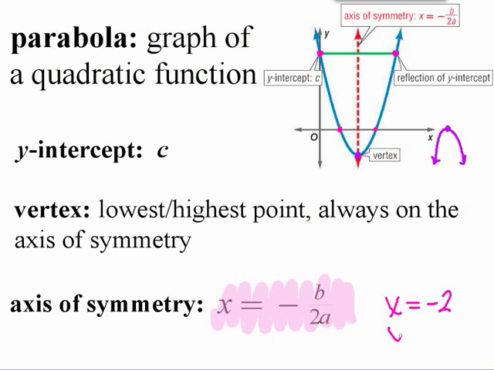Okay, so it could be anything here. It could be 0 even. In which case, if it's 0, it's going to be on the axis right here. Okay. Could be 5. It is a line, yes.